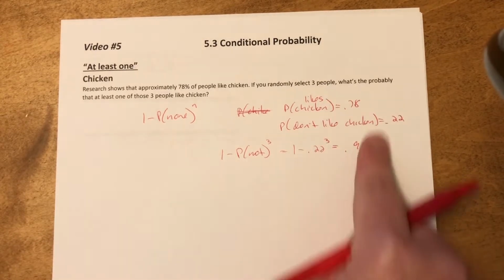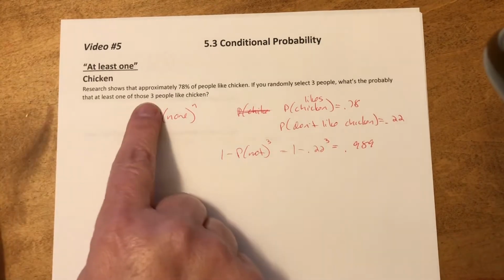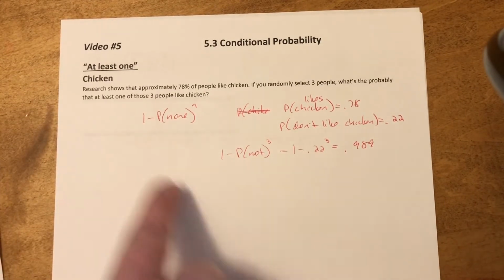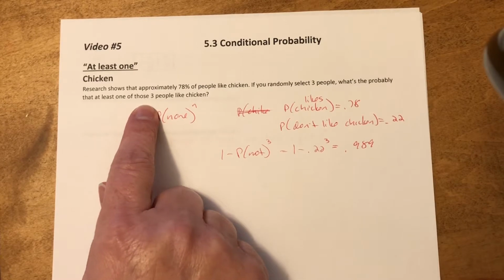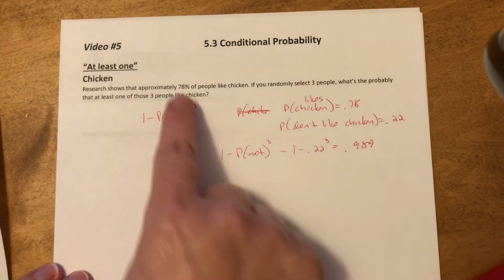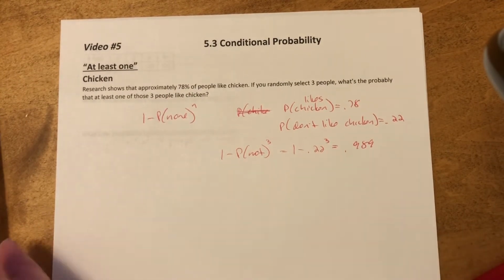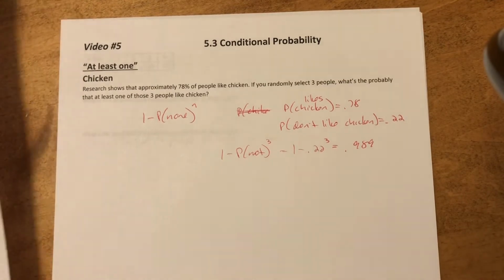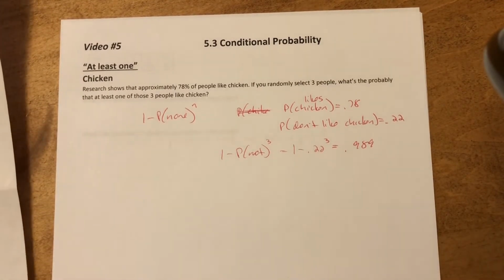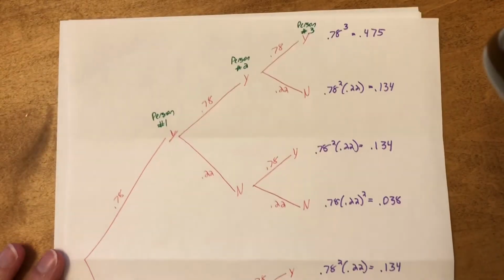So where does this come from? It comes from a tree. We're going to have three extensions of our tree, 1 for each person. Now, people are independent. If I like chicken, that has no impact on whether you like chicken or the 3rd person likes chicken. So the probability of liking chicken is going to be 78% on every single branch. Plus, we're from a population of so many people that the change in probability would be nominal anyway.